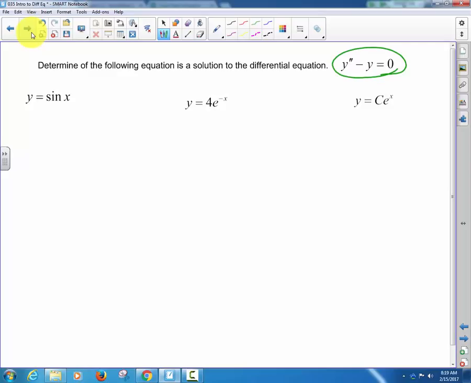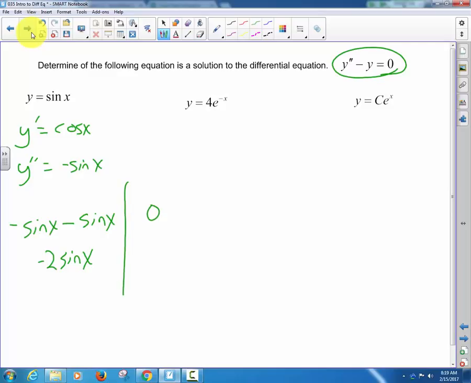So let's look at this first one. If y equals sine x is my function, what's y prime? Cosine x. And we need the second derivative, so what's y double prime? Negative sine x. Now, if we plug that into this equation, negative sine x minus sine x, what do we get? Negative 2 sine x. That's not always equal to 0, is it? Because the other side of this equation says it should be equal to 0. Well, it's not always equal to 0, so what does that tell you? This is not a solution to it.